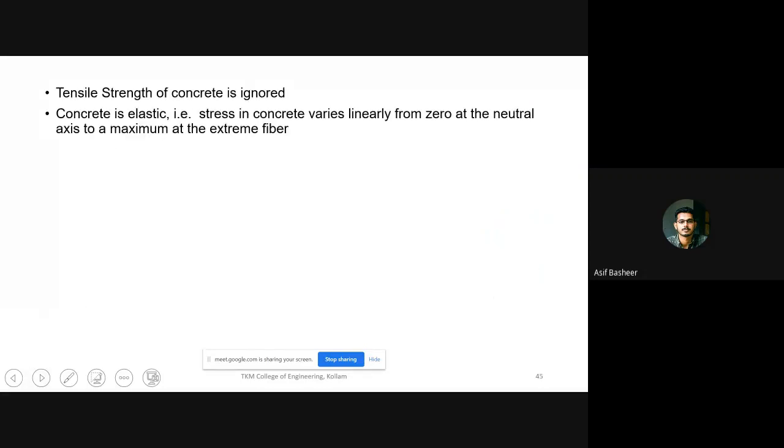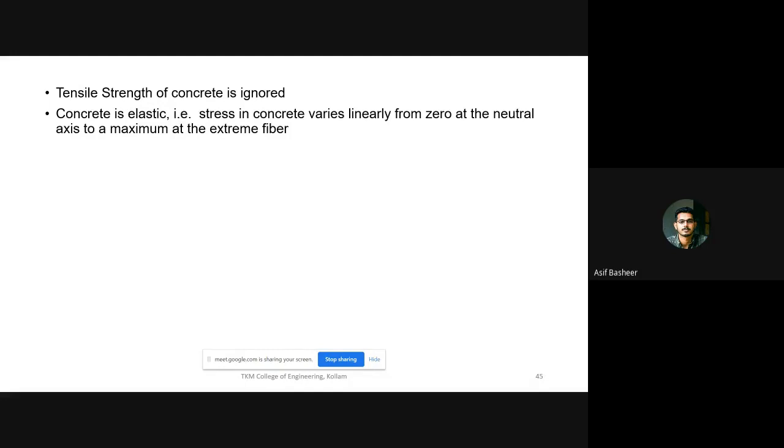The next one, the tensile strength of the concrete is ignored. Even though concrete is very poor in tension, it has a minimum capacity to take tension. Can you tell me what is the minimum tensile strength the concrete can take? You might have studied this in MOS. Or if you haven't studied, you will study in the later parts.